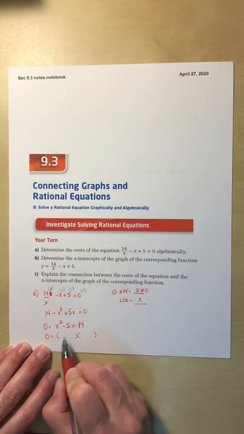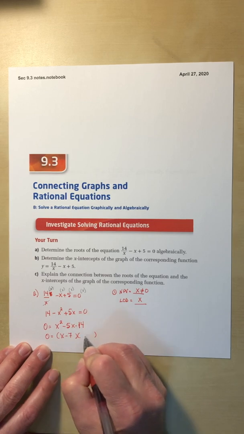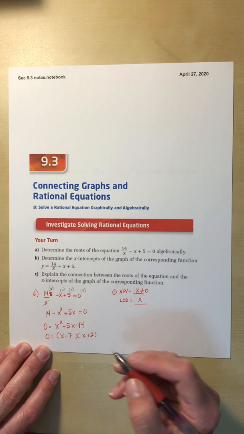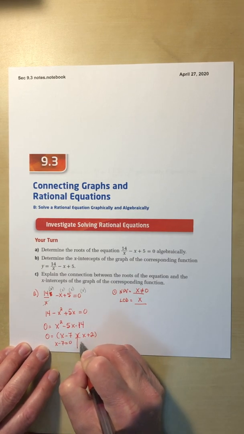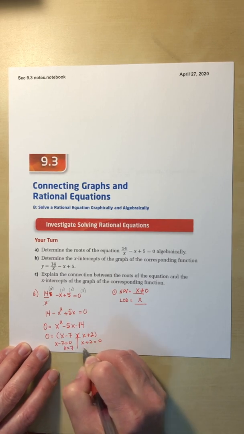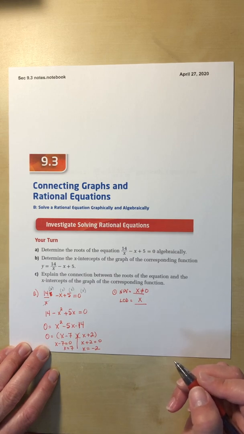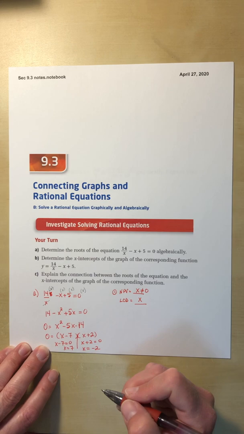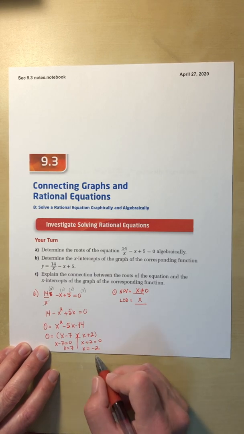Two numbers that multiply to negative 14 that add up to negative 5 are going to be negative 7 and positive 2. And when we split those factors, x minus 7 equals 0, x plus 2 equals 0. So we get a positive 7 and a negative 2. And so we have solved algebraically for this rational equation. We've got two solutions, 7 and negative 2.